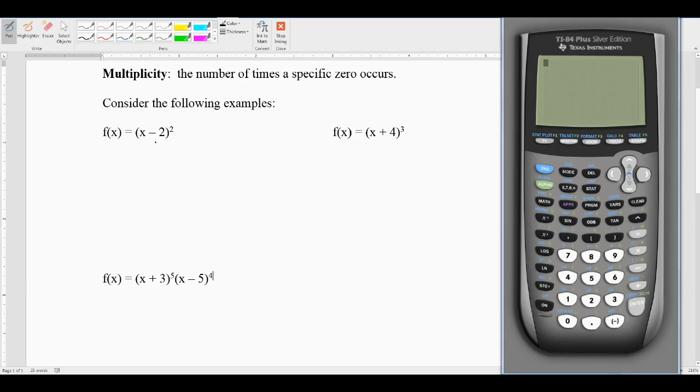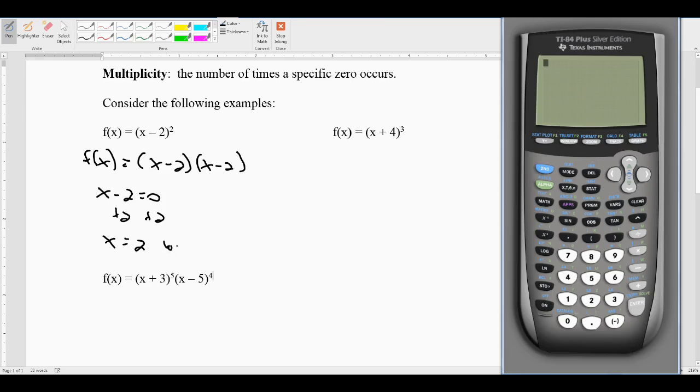So take, for example, f of x equals x minus 2 squared. Now this can be rewritten as x minus 2, x minus 2, because of the exponent 2, which means you have two x minus 2's, which means you can set both of those equal to 0, but I really only need to set one of them and solve for x to find the 0, because if I were to do the other one, I get the same thing. What that means is that x minus 2 is a factor that's occurring twice, which means x equals 2 is a 0 that occurs twice, and that's why we say that x equals 2 has a multiplicity of 2.